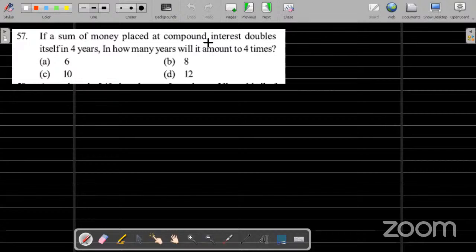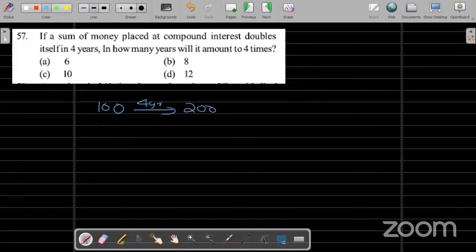A sum of money placed at compound interest doubles itself in 4 years. In how many years will it amount to 4 times? So if I am investing 100 rupees, that doubles in 4 years. 100 becomes 200 in 4 years.